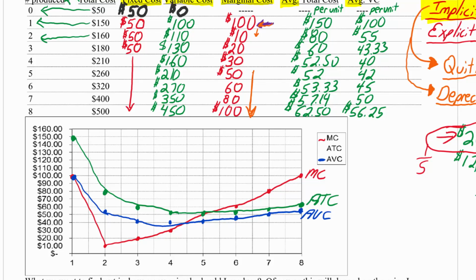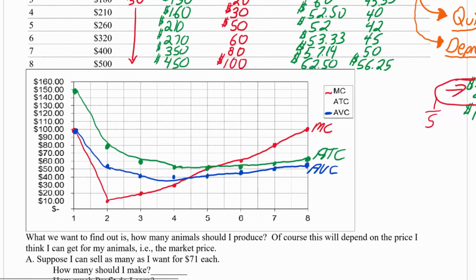Long story short, as you get to higher and higher levels of output, usually we see the marginal cost of those later units being higher than the marginal cost of the lower units. Except for that first unit, as we talked about, which is usually pretty expensive due to those startup costs. This marginal cost usually has this kind of check mark shape to it. This is a typical pattern that we usually see.